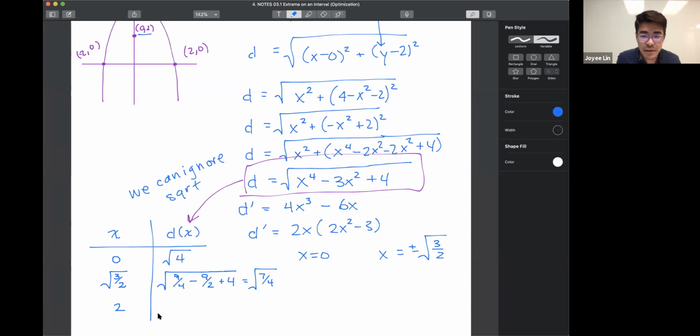And then the last one we plug in 2. When you plug in 2, you get 8. And so you can say that this is your max value, right? And then this one's your min value. Any questions on that one?